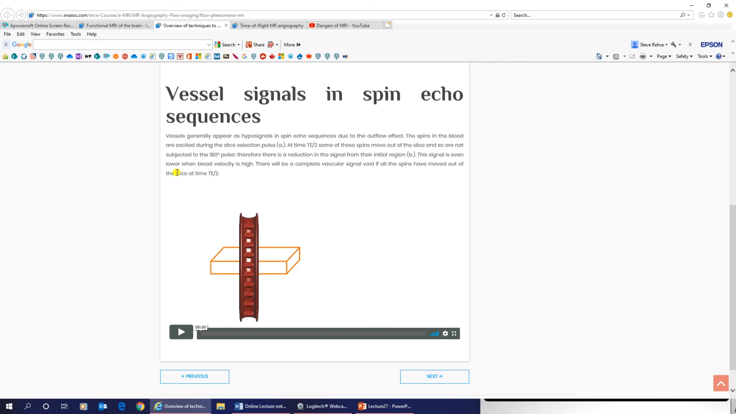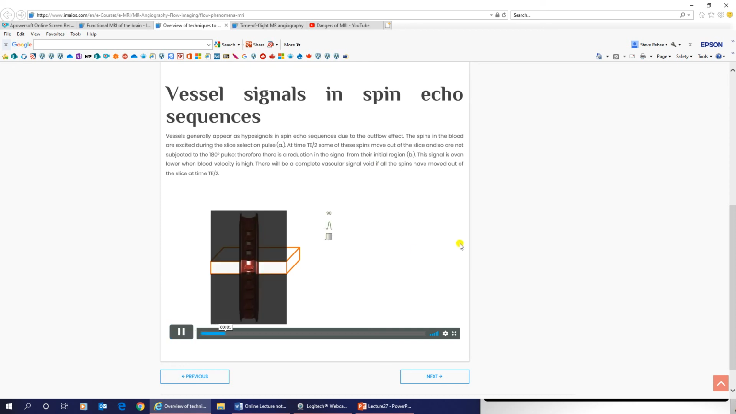And that signal will get lower the faster the blood velocity is, right? The quicker they're moving out of that slice, the darker it'll get. So not only will it get darker, but how dark it gets tells you kind of how fast that blood is actually moving. And there's a complete signal void, completely black, if all the spins have moved out of the slice. Let's take a look at what that looks like.